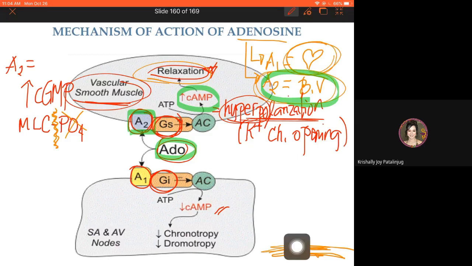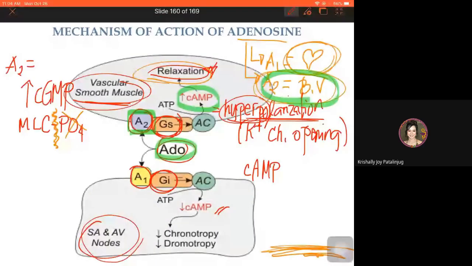Baba ang cAMP levels. Now, ano ba yung effect ng cAMP? Balikan muna natin. Ano ba yung effect ng cAMP dito sa cardiac tissues? Okay, recall, kapag may cAMP levels inside the cardiac cell, na-activate yung tinatawag natin na protein kinase A enzyme.